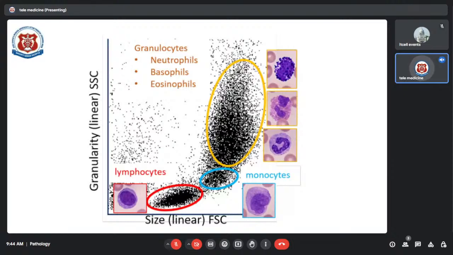Similarly, the granulocytes have more granules, so those will come slightly up or higher up on the side scatter. So this is a basic plot. With this, I will end my presentation here, and I would like to call Dr. Jasmita for the next presentation.